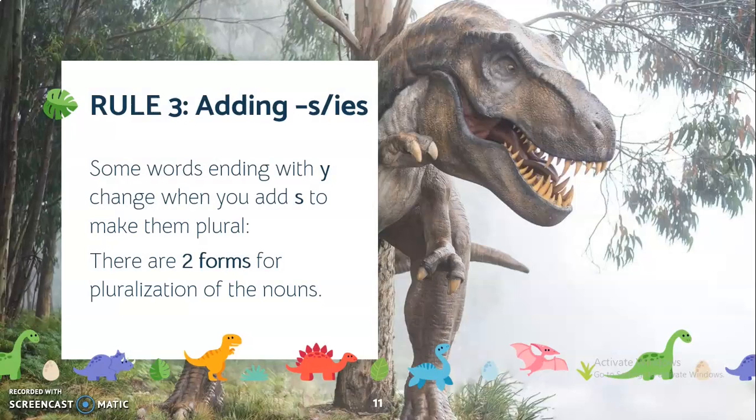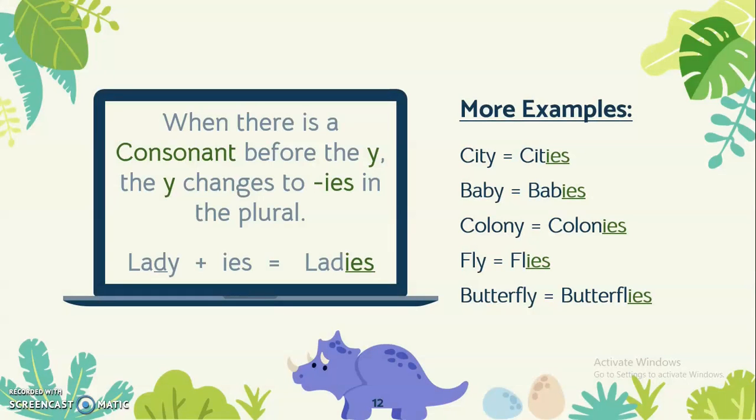Rule number 3. We add s or ies on words ending with y. So when some words end with the letter y, there is a change when you add the s to make them plural. So we are going to see 2 forms of pluralization of the nouns in here. Let me see them one by one. The first rule, when there is a consonant before the y, the y changes to ies in the plural form.